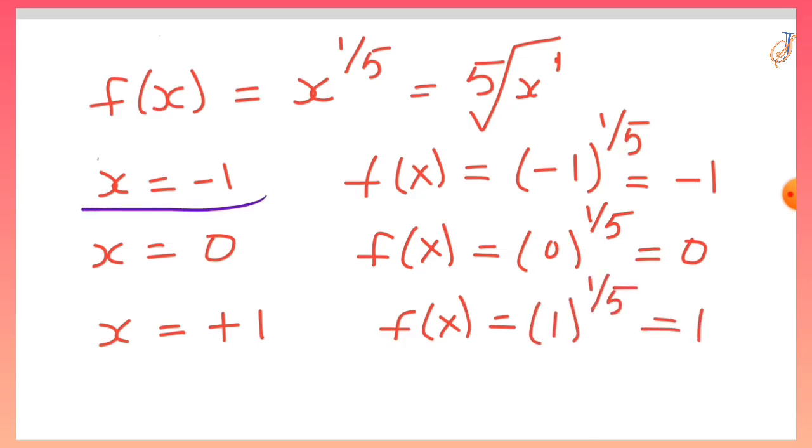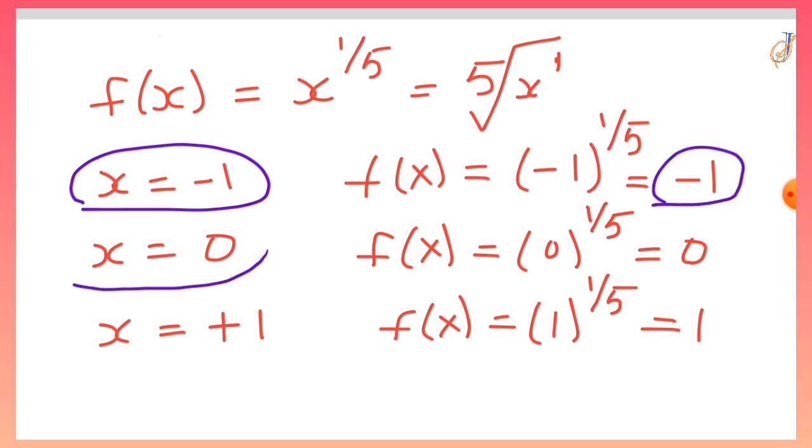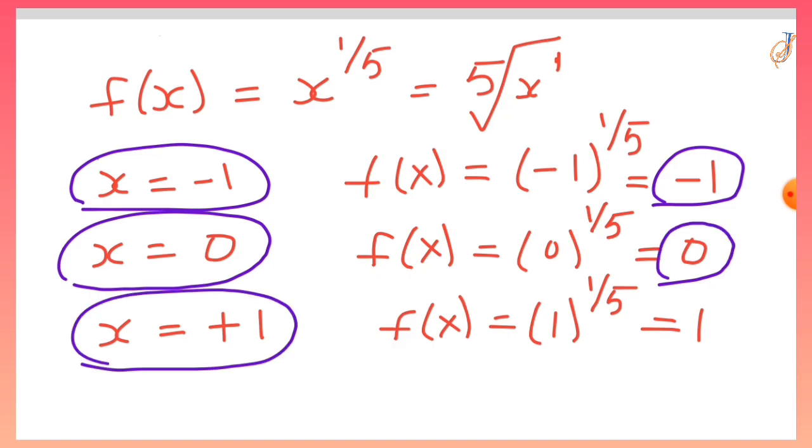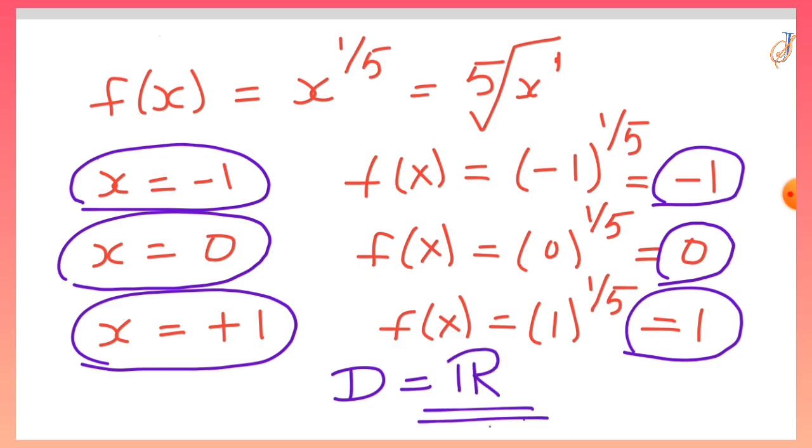If you take a negative input, it yields a real output. If you plug 0, it yields a real output. If you plug x as positive, it yields a real output. So that means all the negative values, 0, and positive values, all values are defined here. So that's why for the odd radical functions, the domain is all real numbers.